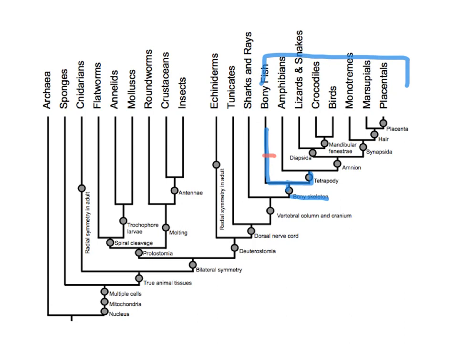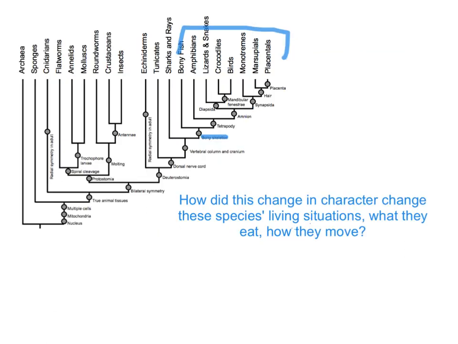Now, let's answer some questions about the evolution of bony skeletons. How did this change in character change these species' living situations, what they eat, and how they move? Having a bony skeleton meant that they were strong enough to carry their weight and to crawl on land. It meant that they could support more weight in general, and the species itself could grow to become larger.